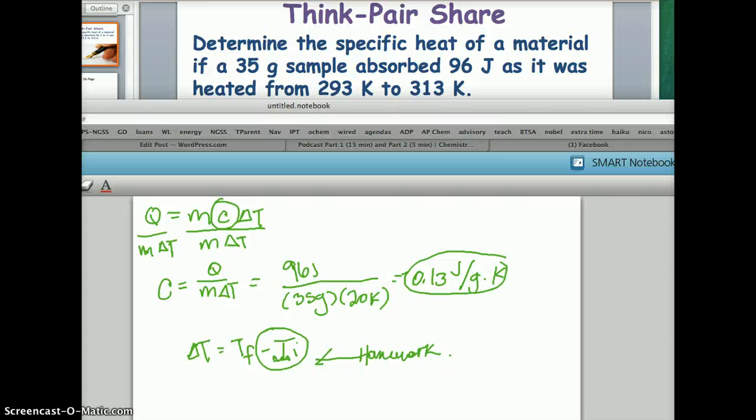Go ahead and start on the calorimetry questions 1 through 5, and hopefully this makes a little bit more sense. You're going to have a quiz on this on Wednesday, so this is going to force you to study tonight, so make sure you do that, okay?